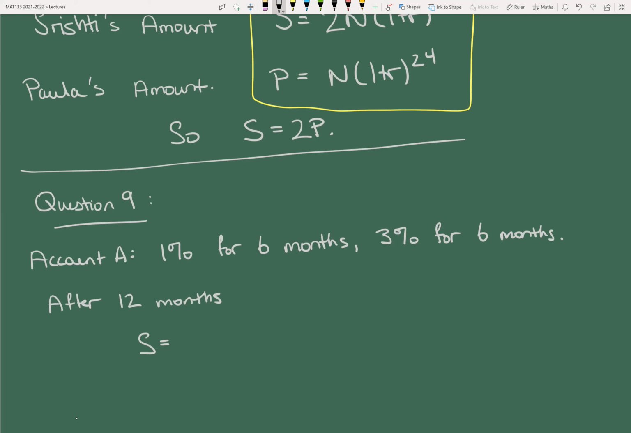Yes, perfect. Thank you, Edward. That's what I was looking for. But like everyone else, if you got 12.67.51, you clearly also got that as well. So it's 1,000 times (1 plus 0.01) to the power of 6 times (1 plus 0.03) to the power of 6.